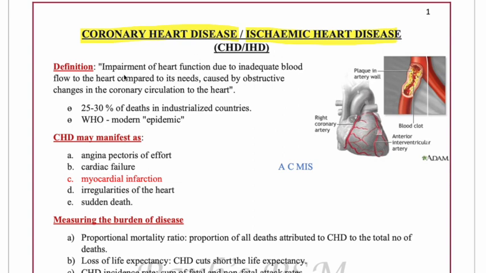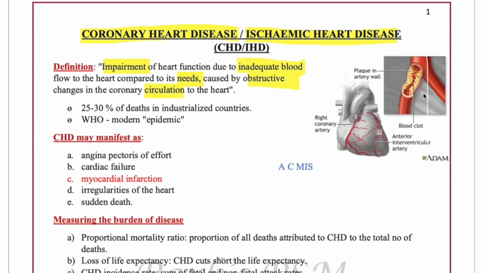It is the impairment of heart function due to inadequate blood flow to the heart compared to its needs, caused by obstructive changes in the coronary circulation to the heart. So, there will be improper functioning of the heart due to inadequate blood flow when compared to its needs. That is, for the functioning of the heart, some amount of blood circulation is needed, but this circulation will be hampered mostly by any obstruction in the circulation due to plaque deposition.